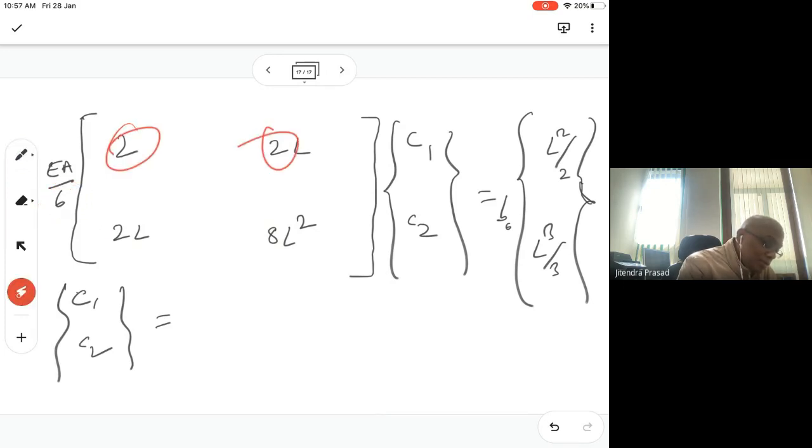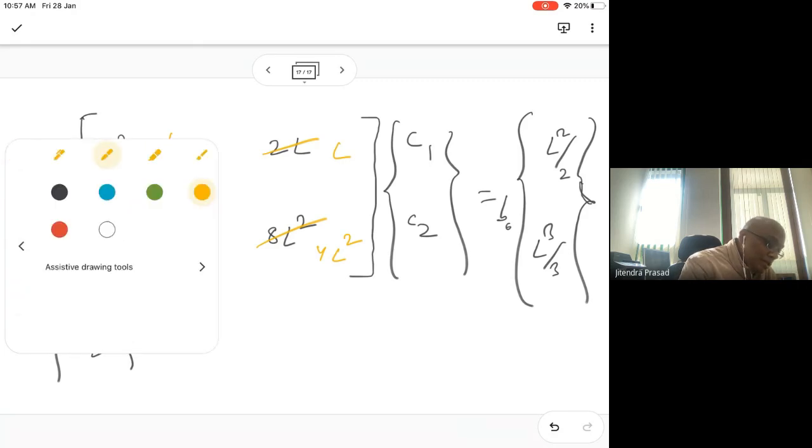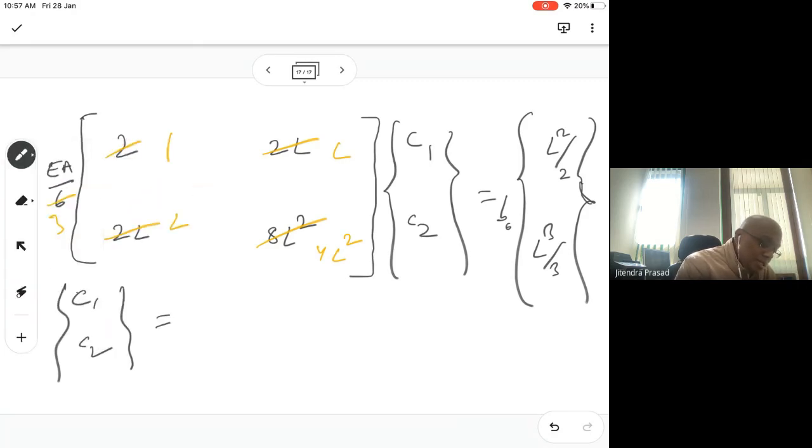So you have 2, 2, 2, 8. So we will cut it. We can make it 3 here. This becomes 1. This becomes L. This becomes L. This becomes 4L square, right? Straight away. So we write C1 C2 equal to B naught over 3, B naught over EA. So B naught here, 3 goes from here to here over EA, that side.